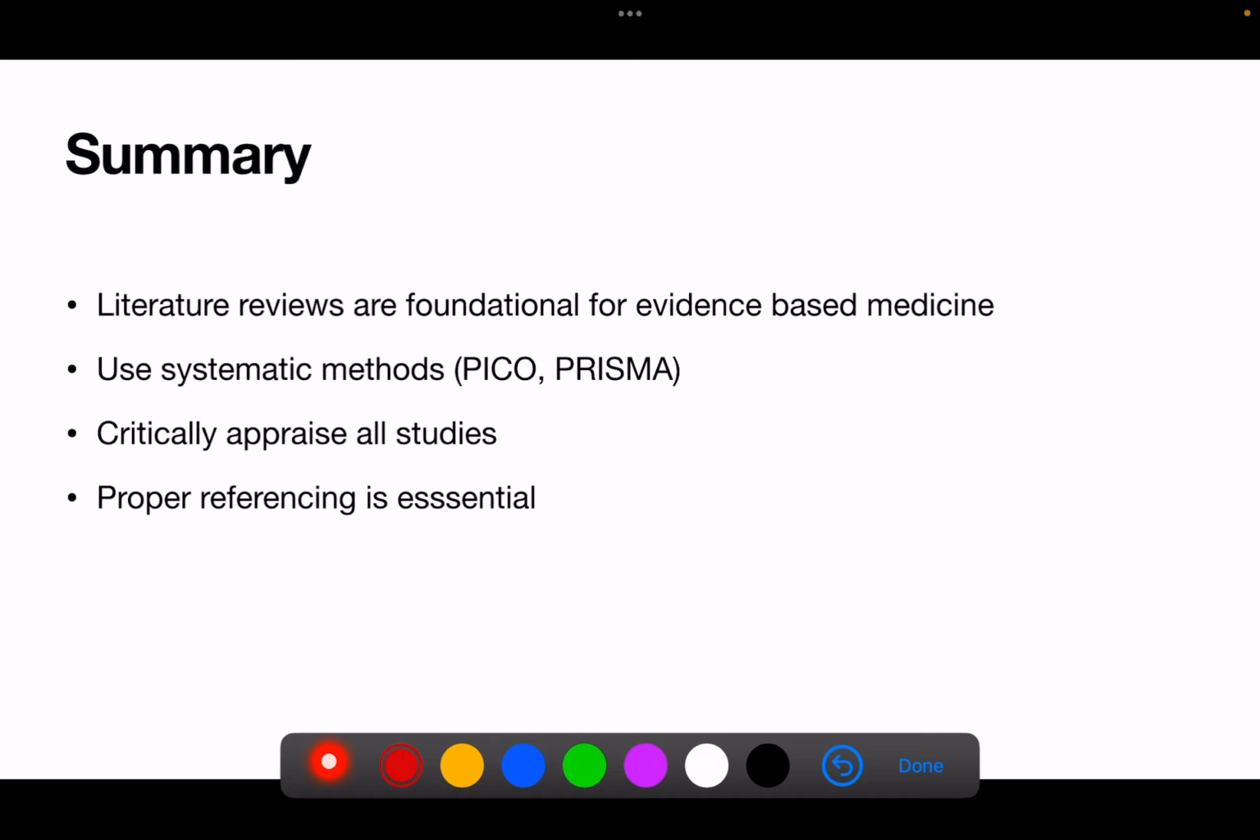So in summary, literature reviews are foundational for evidence-based medicine. They use systematic methods, critically appraise all studies, and proper referencing is essential.